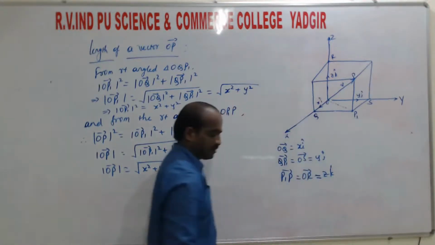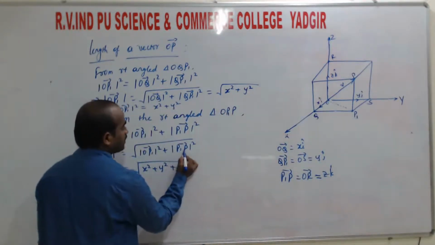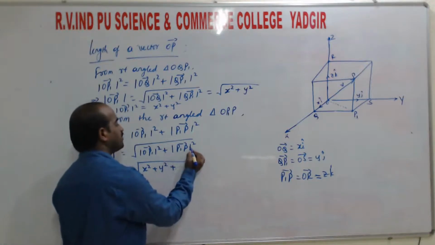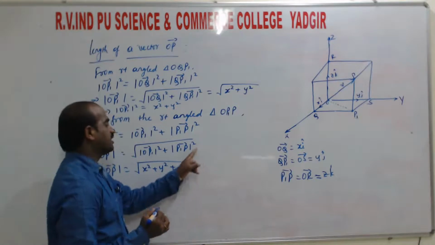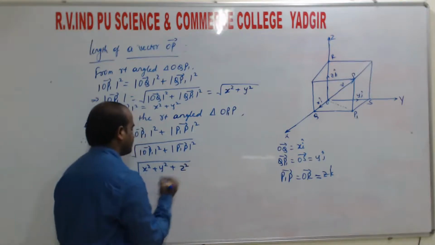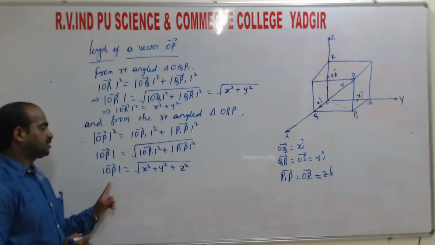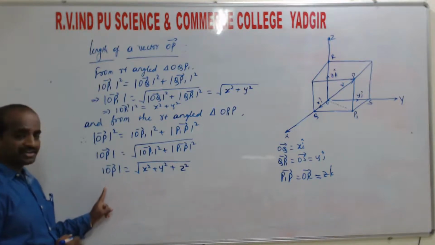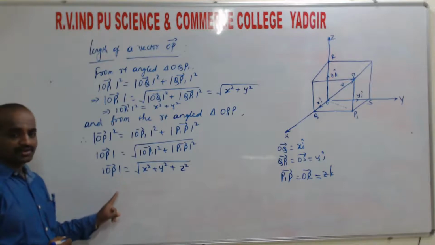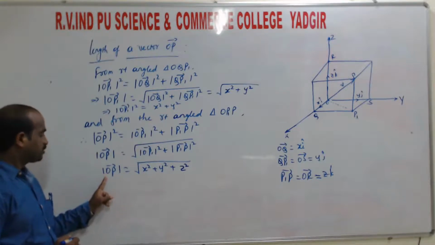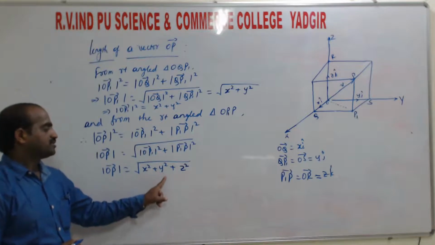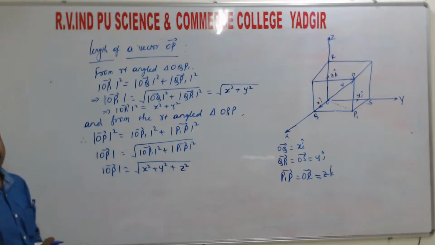Magnitude of P1P vector is z, so its square is z square. This is the OP vector. Length of OP vector is what? Length means magnitude, the length of a vector or magnitude of a vector. Magnitude of OP vector is equal to root of x square plus y square plus z square.